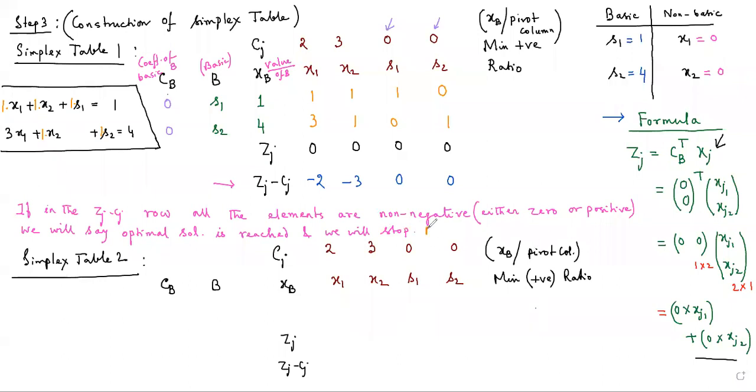But if at least one value in Zj minus Cj is negative, we will construct the next simplex table.